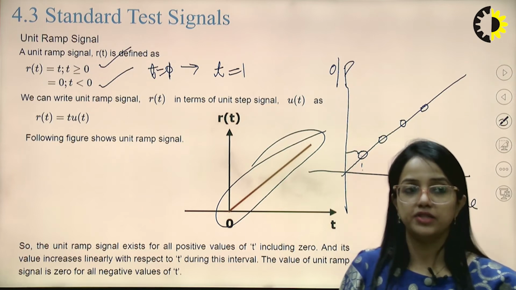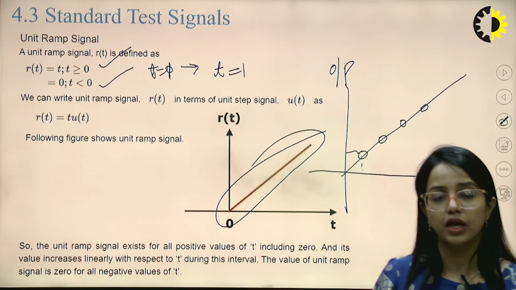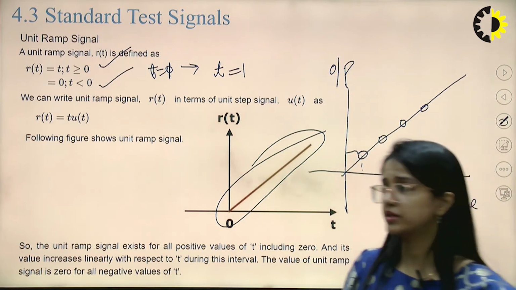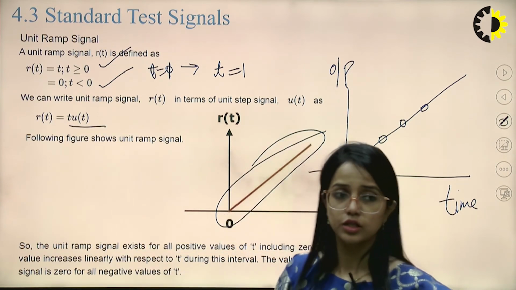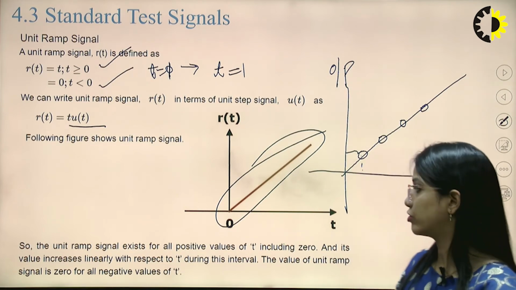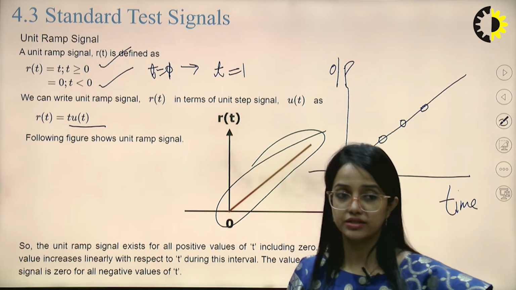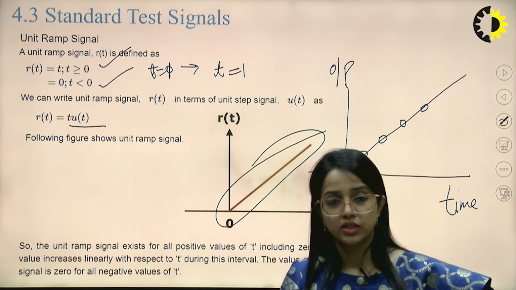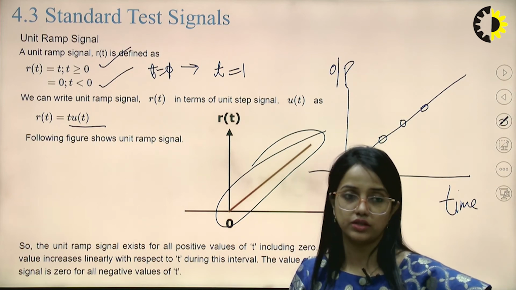Next, we have another representation. We can write the unit ramp r(t) in terms of the unit step signal. Of course, we can write it. So this is t u(t), as simple as that. So a unit ramp signal exists for all the positive values of t including 0, and its value increases linearly with respect to t during the interval. The value of the unit ramp signal is 0 for all the negative values of t.